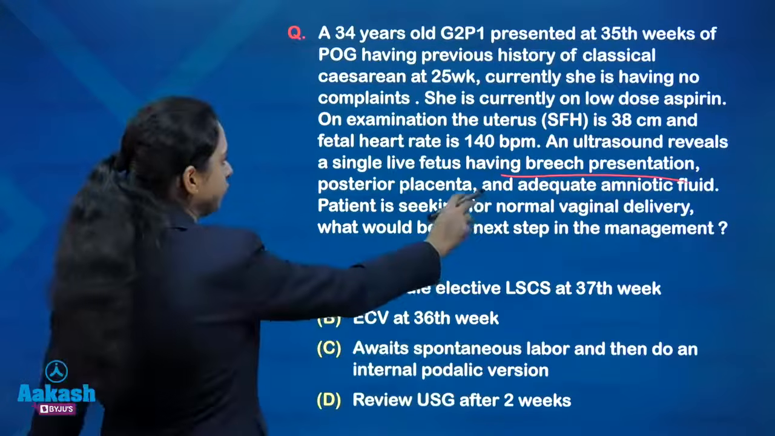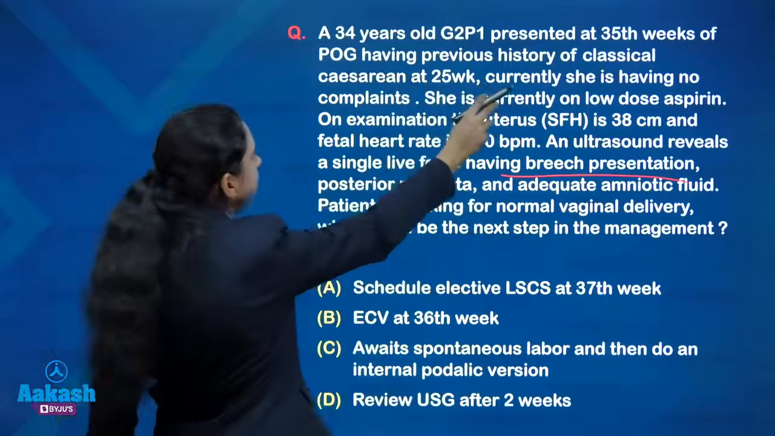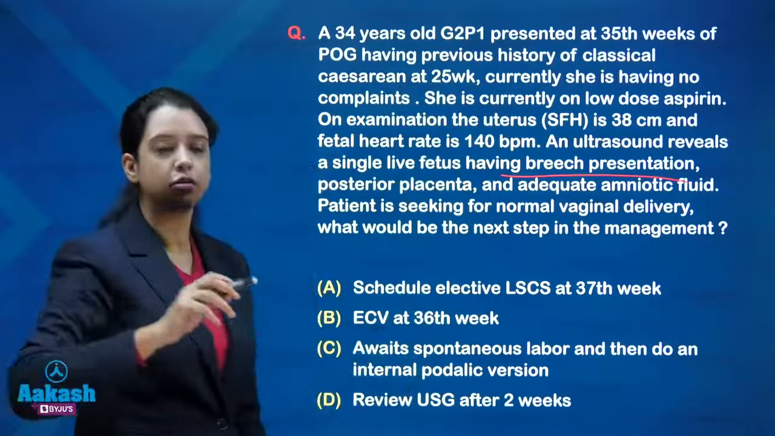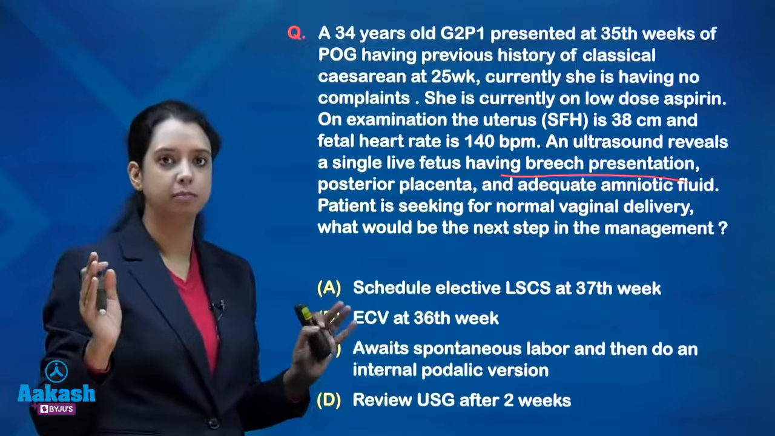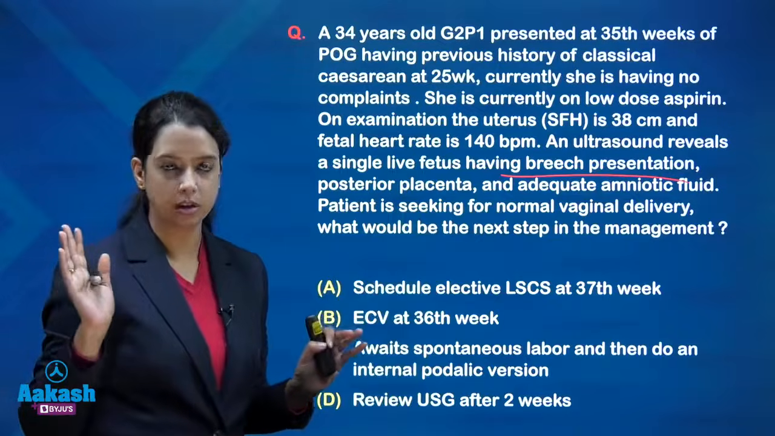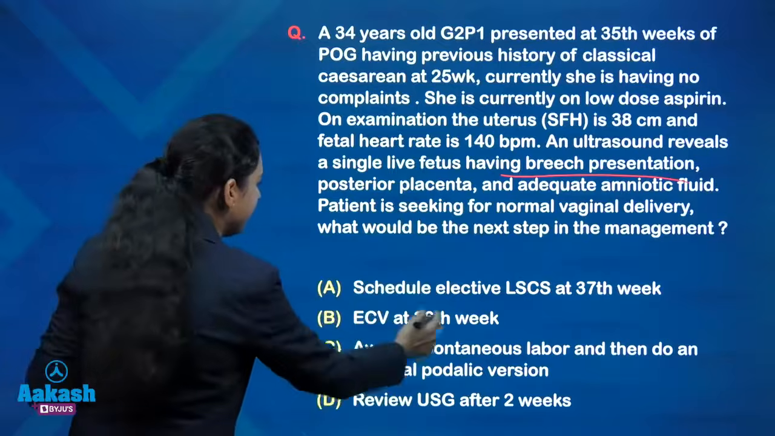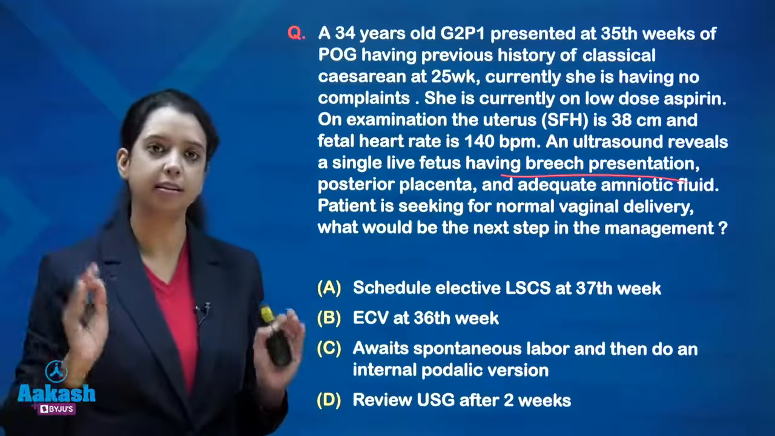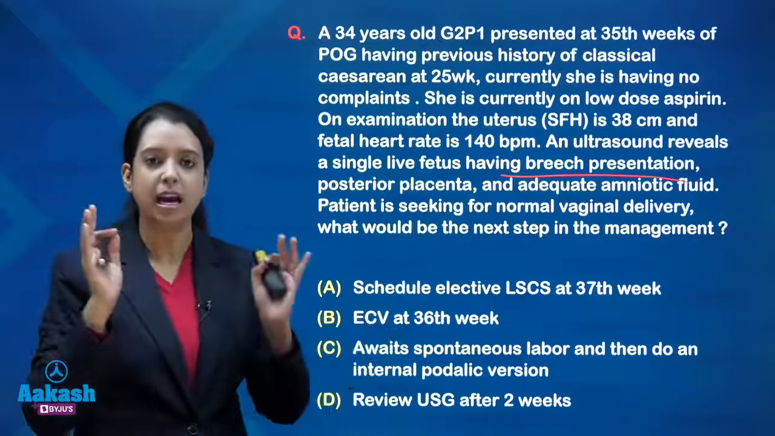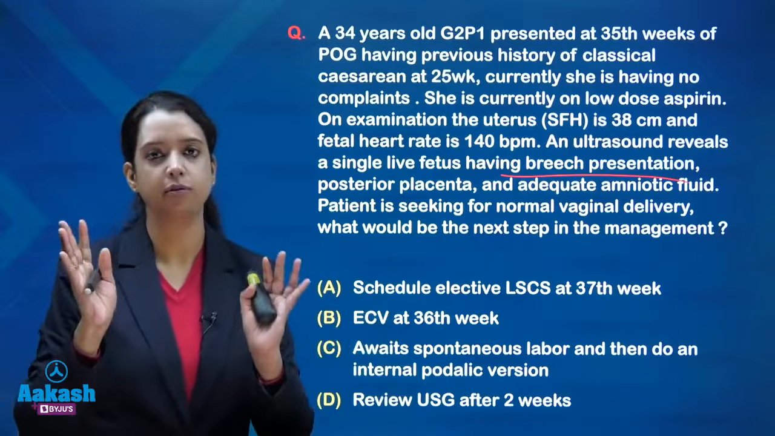Important is she is breech. Okay, but she had previous classical cesarean. So now her condition changes. You can try normal delivery in any breech, but you have to rule out contraindications. So ECV at 36 weeks. External cephalic version will be done in a breech patient at 36 weeks. That's right, in any patient in which you will try for vaginal delivery.